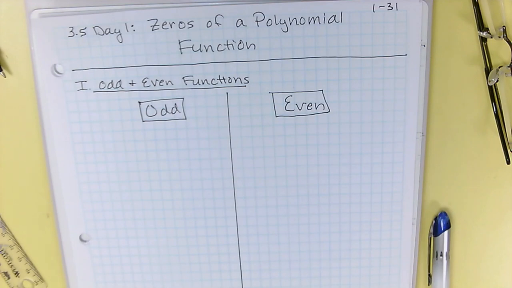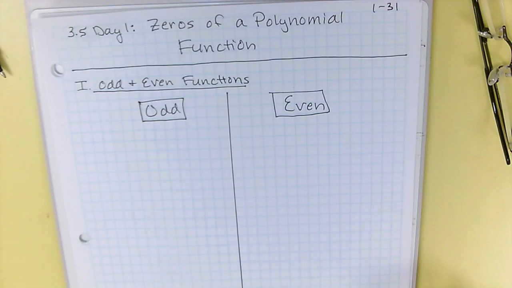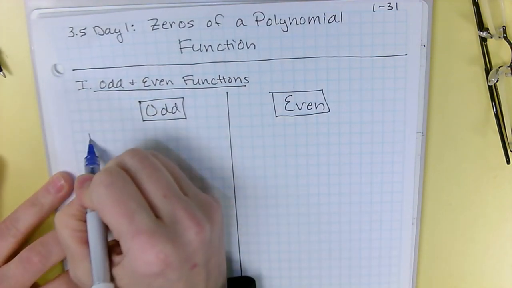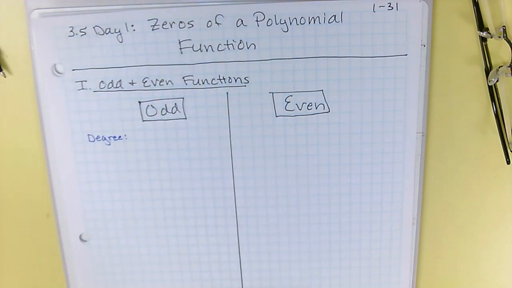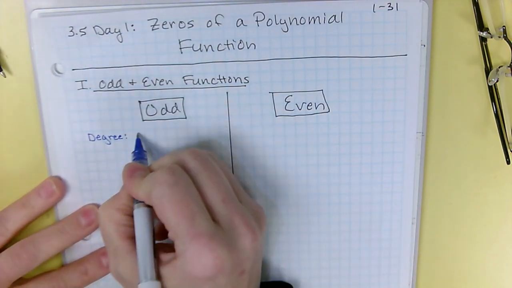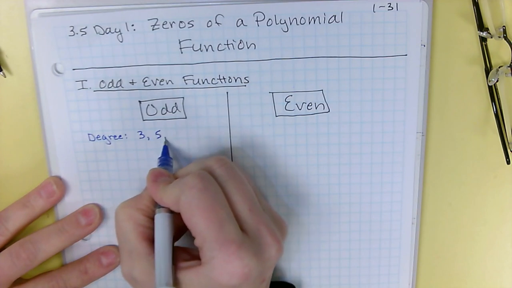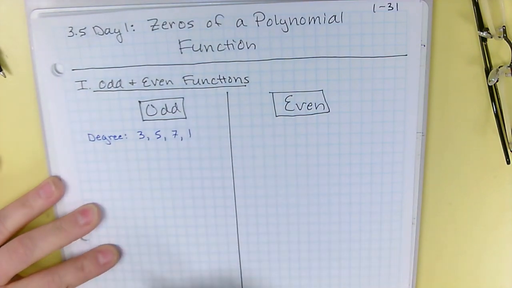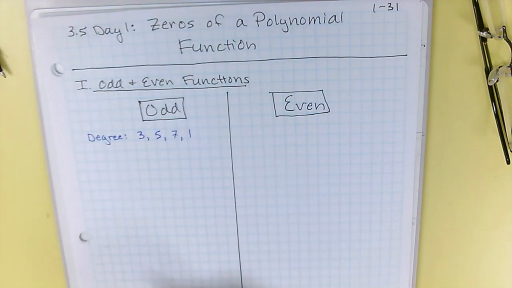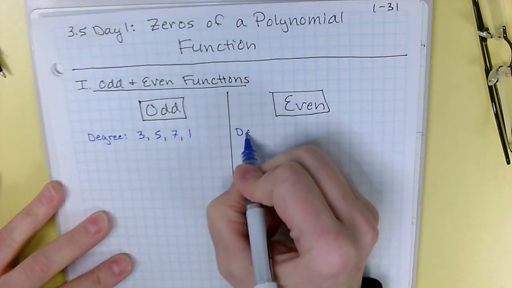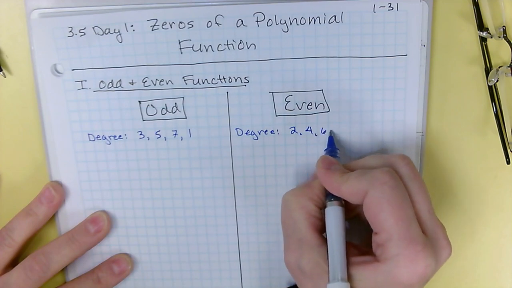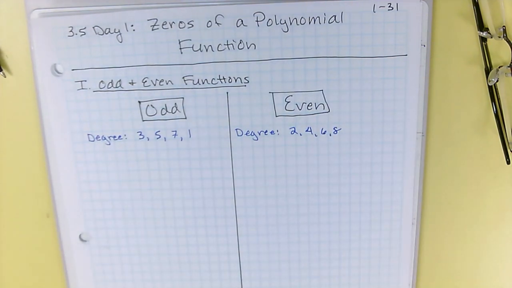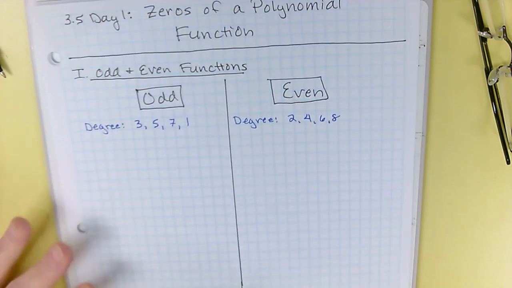For an odd function, what we're referring to is the highest power of x. The highest power of x is usually referred to as the degree of the function. If the degree is 3, 5, 7, or 1, then it's considered an odd function. If the degree of your function is even, so we're talking 2, 4, 6, 8, things like that, then it is an even function.